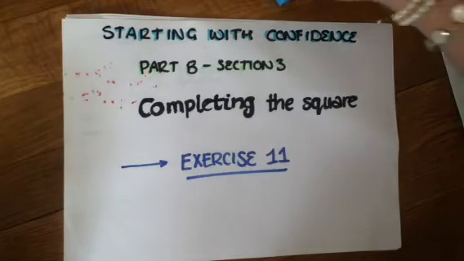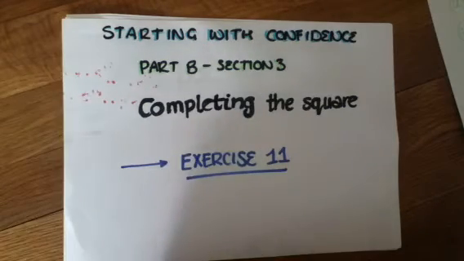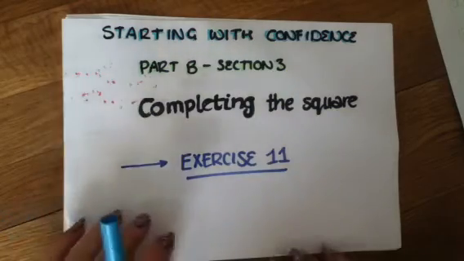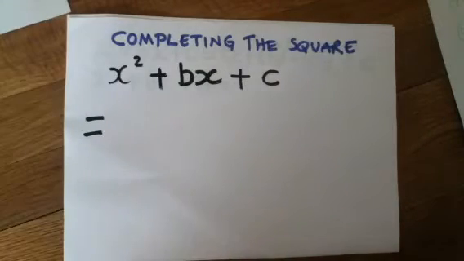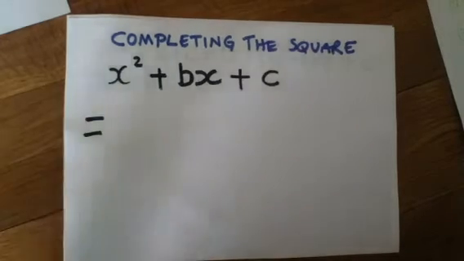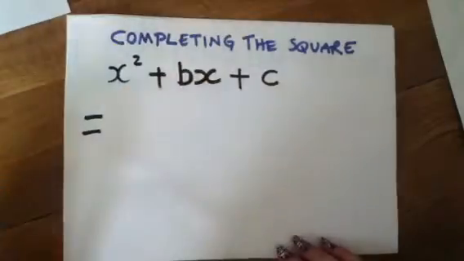So this is the Starting with Confidence Part B, Section 3. It's on completing the square, and this will help you with exercise 11. So completing the square takes a quadratic and writes it into a new form, and this will be particularly helpful if you can't solve certain quadratics of this form.